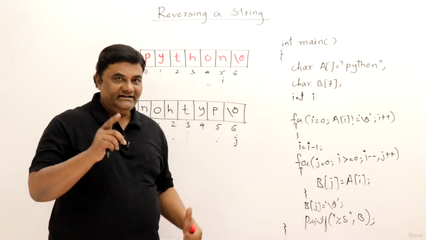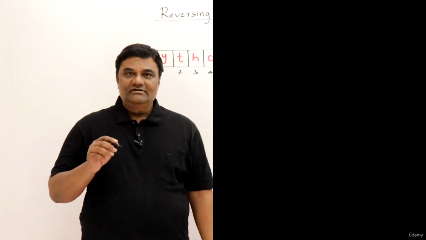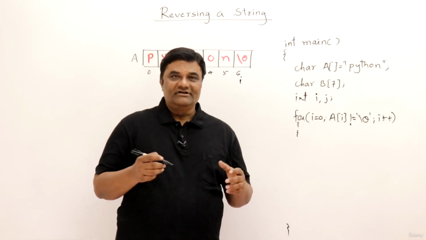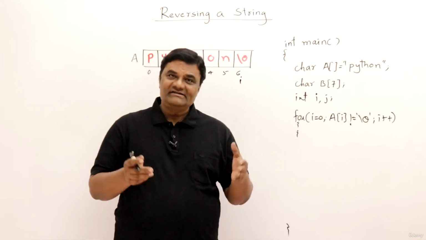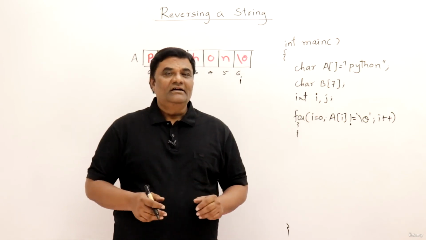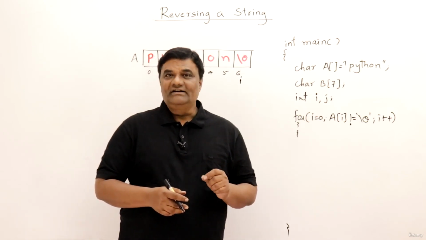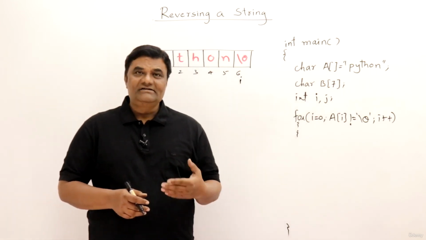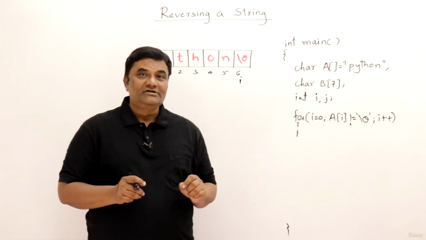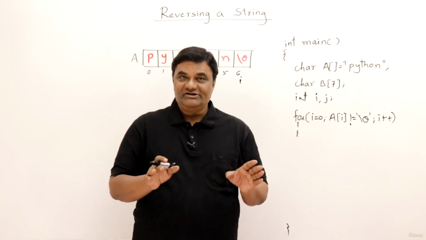So I'll remove this and I'll explain. Now let us look at the second method for reversing a string. In this method, we don't require any extra array. The same string we will modify. And one more thing you should know: in some C++ compilers, that is, the recent, latest compilers, strings are not mutable. They cannot be changed.